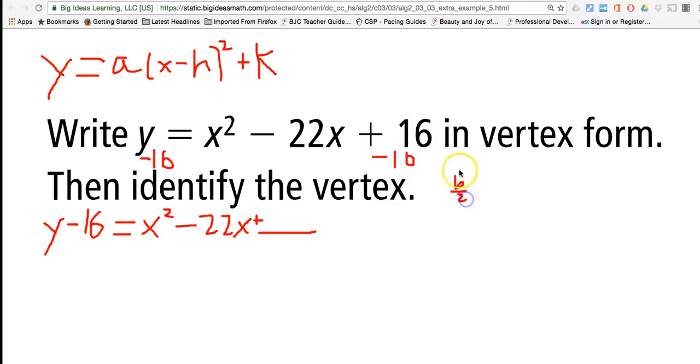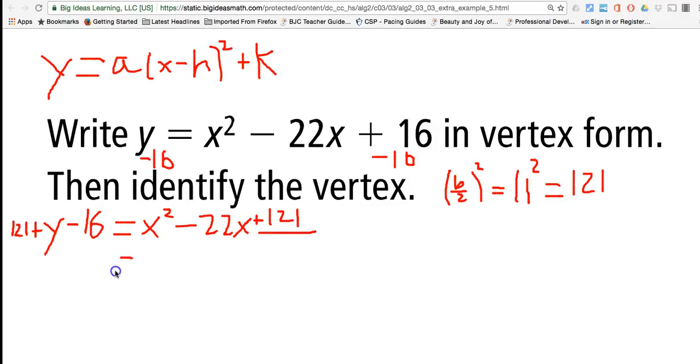So in this case, b is just negative 22. So we're going to take 22 over 2. So we're going to get 11, and we're going to go ahead and square that. So we get 121. So we're adding 121 to both sides. So we can just do 121 plus y minus 16.